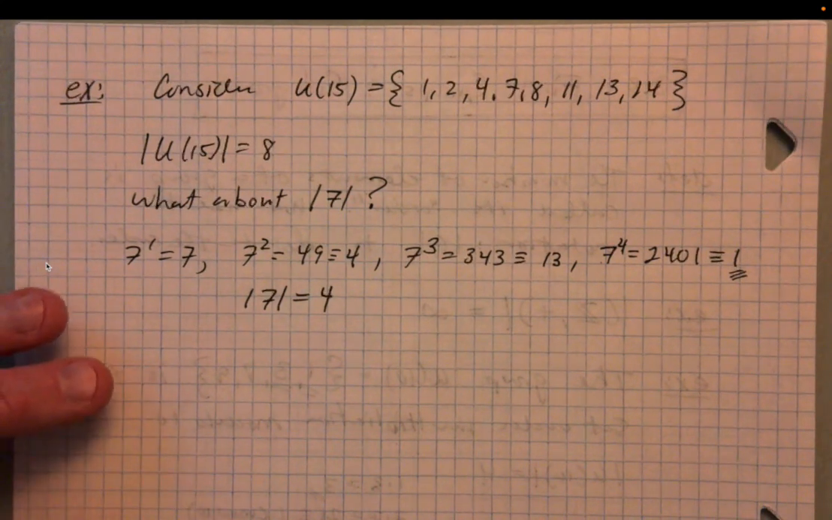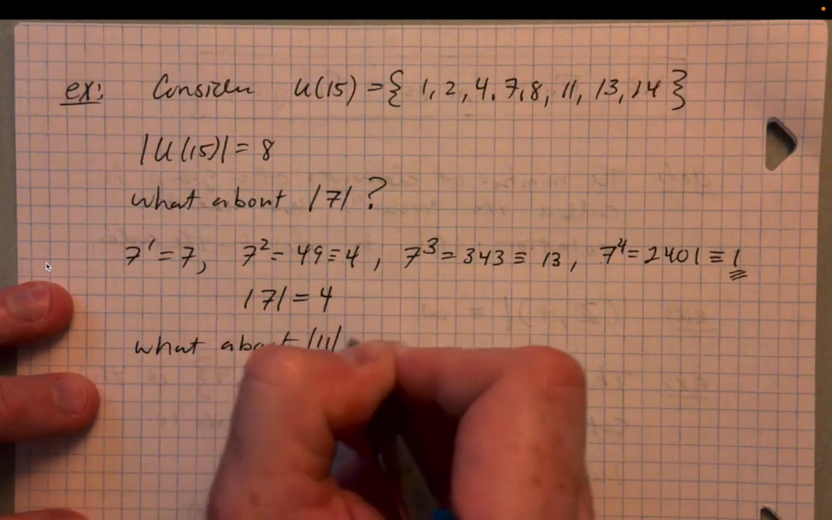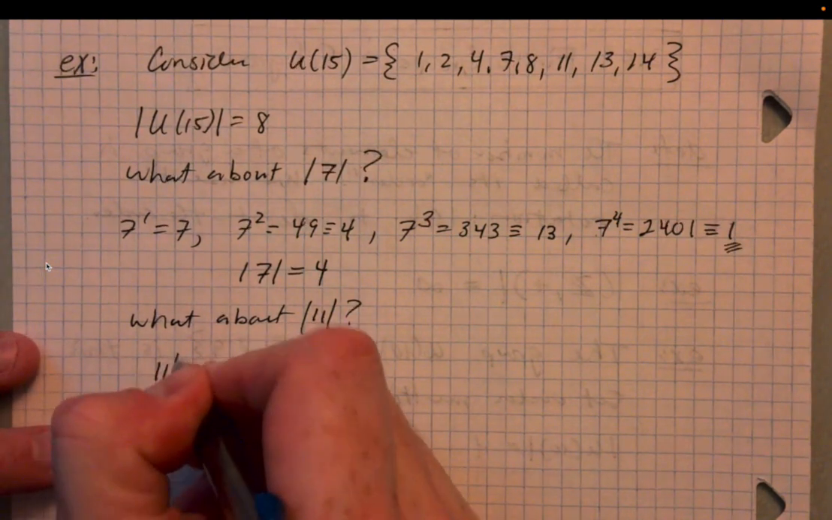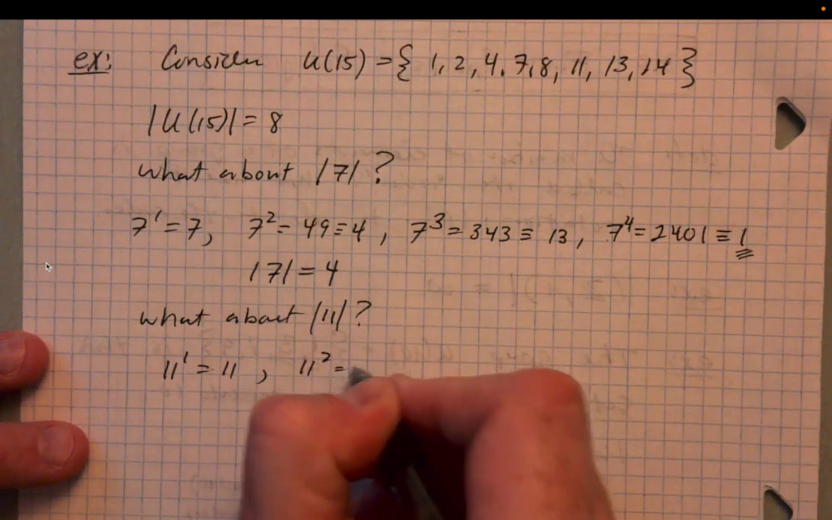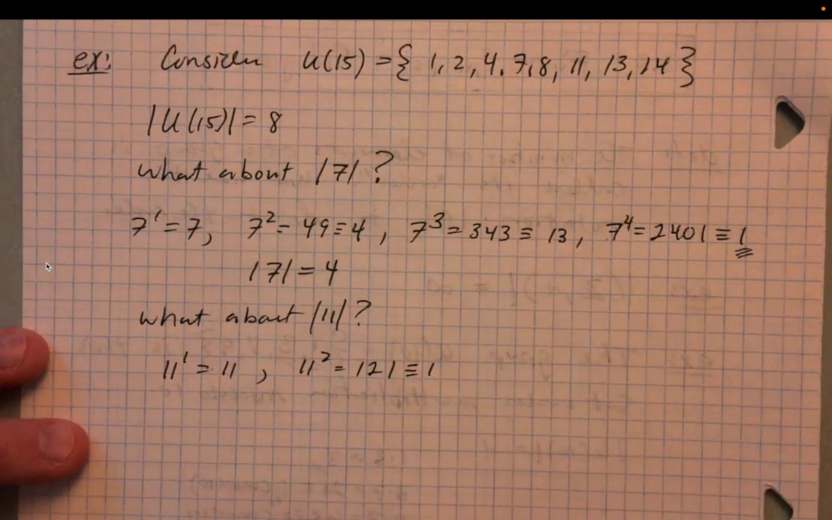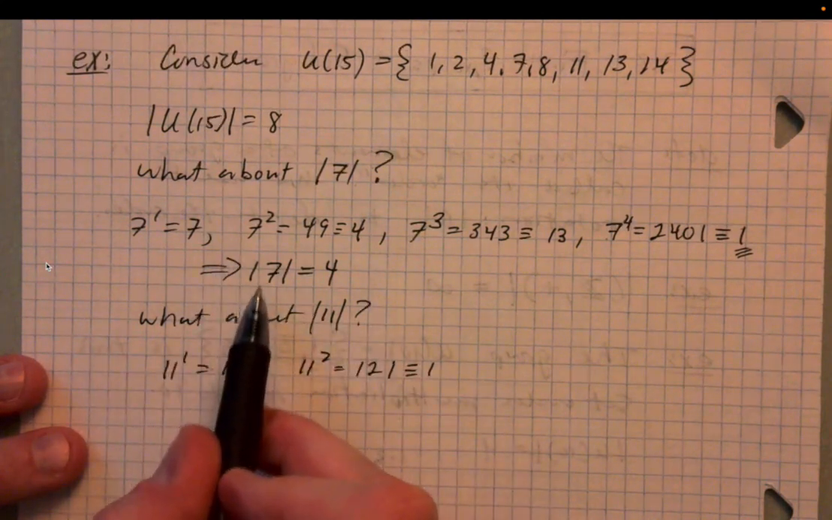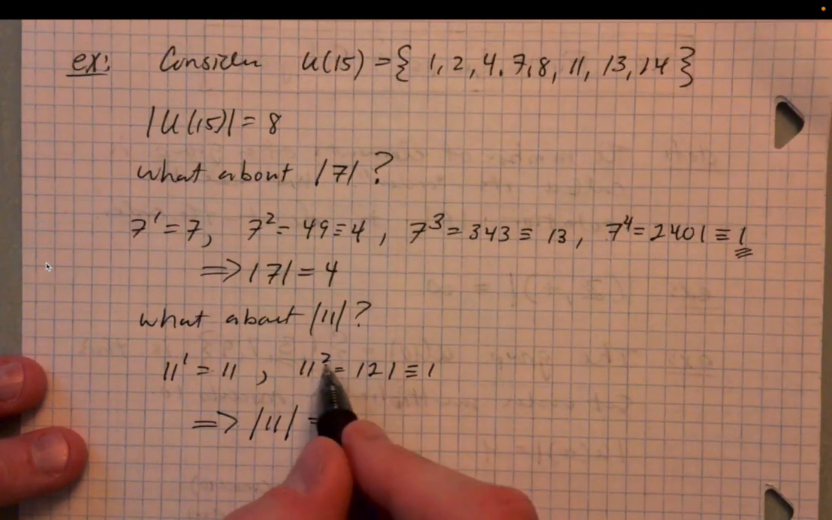Okay. What about, let's try another one. What about the order of 11? 11's in U15. How many times do I have to multiply 11 against itself to derive the identity? Well, 11 to the 1st power is 11. That's not it. 11 squared is 121, which happens to be congruent to 1 mod 15. Okay, and so just like up here, that meant that the order of 7 is 4. Here, the order of 11 is 2.